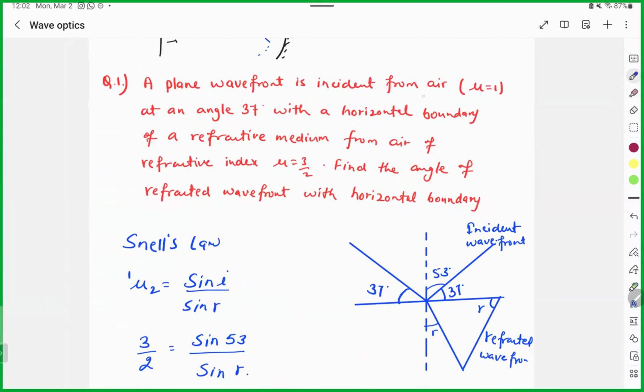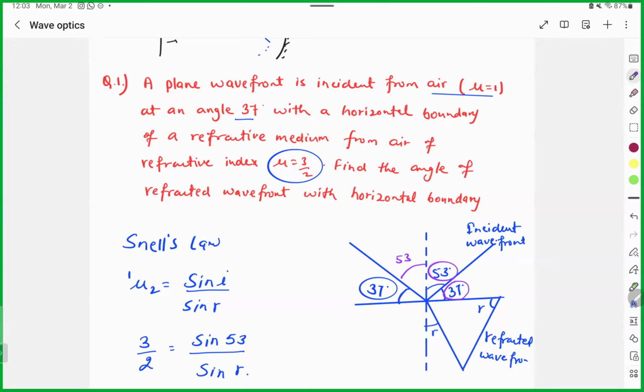You have a plane wavefront incident from air. This is the refractive index, and the angle is given in the diagram with the horizontal boundary. The refractive index of the medium is 3 by 2. Find the angle of refraction. The mu value you have, the sine i value you have, and sine r you have to calculate. If this is 37, it will be 53. If this is 37, this will also be 37.